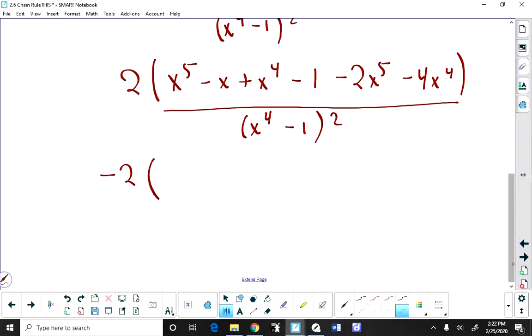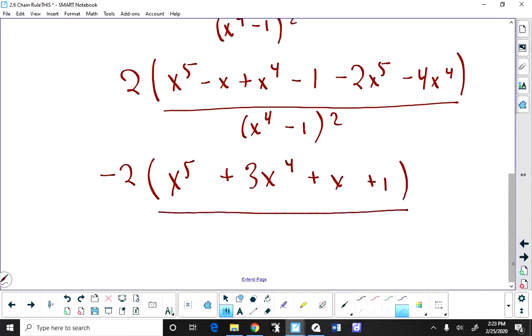So when I add my x to the 5s together, I get negative x to the 5, but I'm taking a negative out, I get x to the 5. My x to the 4s, I get negative 3x to the 4. Oh, yuck. And when I factor out that negative, I get 3x to the 4. And then I'm going to have, for my x's, negative x, but I factor a negative out, and I have negative 1, but I factor a negative 1 out. So I believe that this is where we are at.